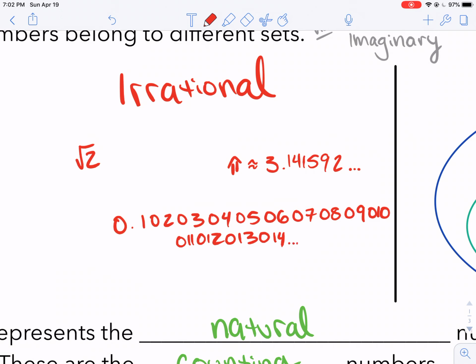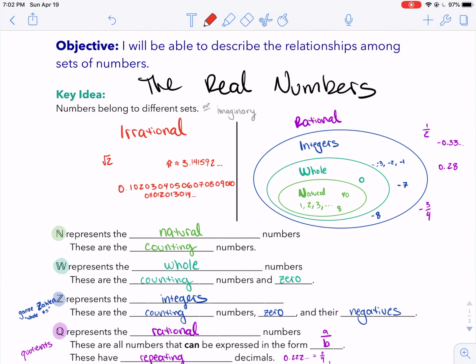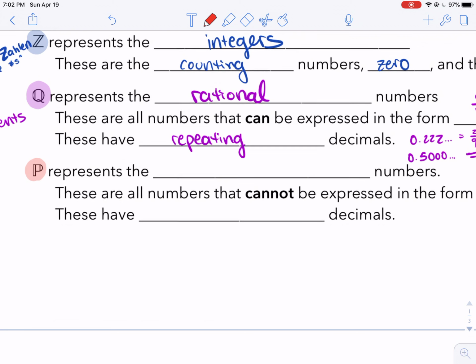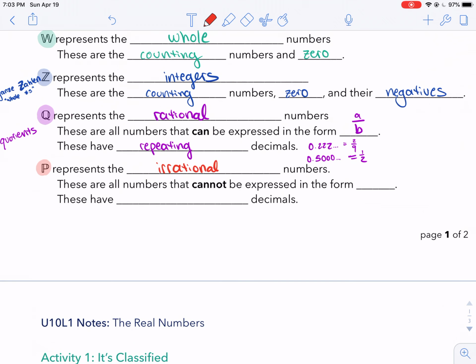So those are irrational numbers. They cannot be written as a fraction. We use P because it's a nod to Pythagoras, like your Pythagorean triangle, to represent the irrational numbers. So irrational numbers are numbers that are not rational. Therefore, they cannot be written in fraction form, and they have non-repeating decimals.